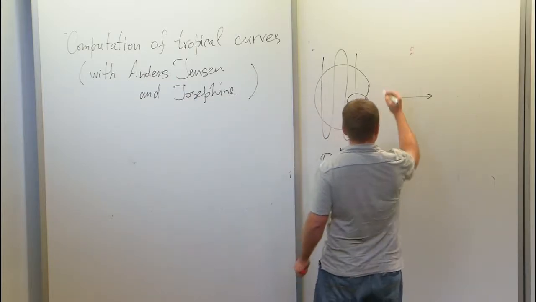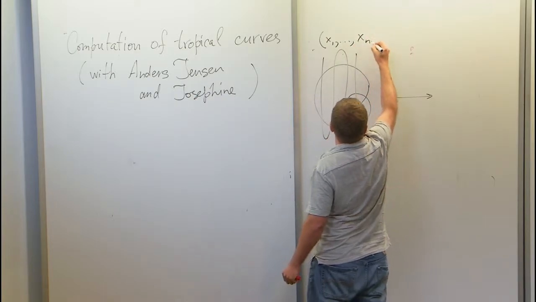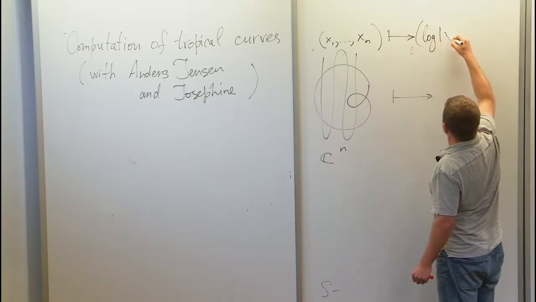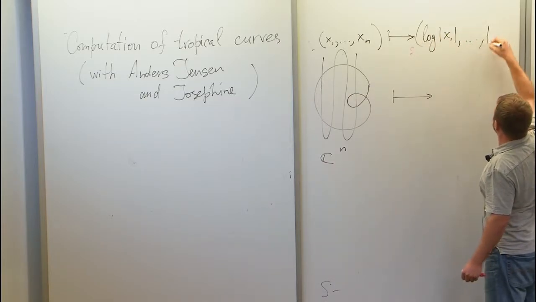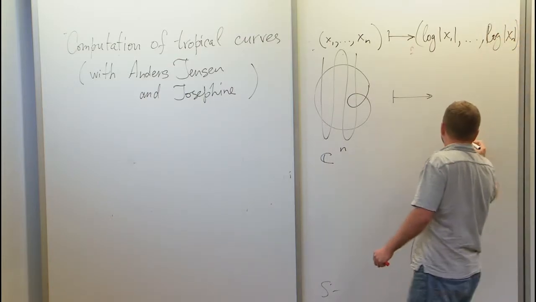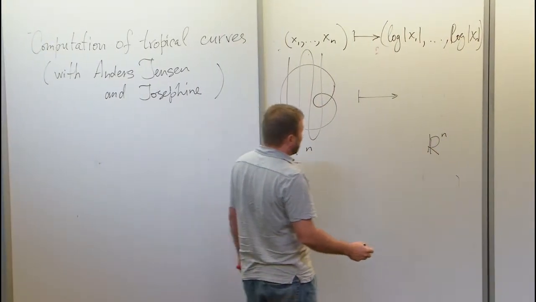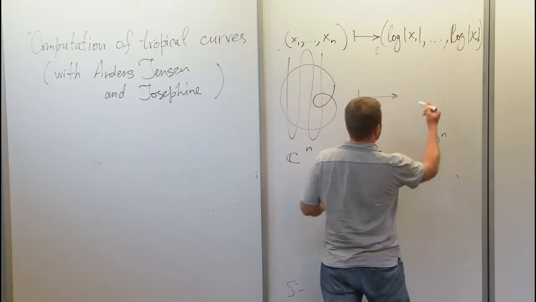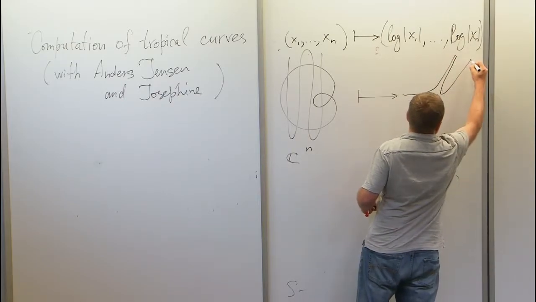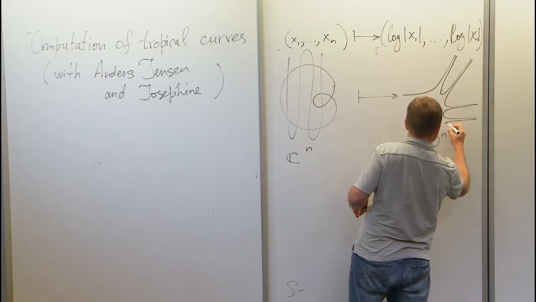the following map. So suppose your coordinates here are x1 through xn. They do get mapped into log of the absolute values of x1 through xn. So you get something in the space Rn. And that something would look, well, okay. This something would be called amoeba. So we are in the world of biology here.